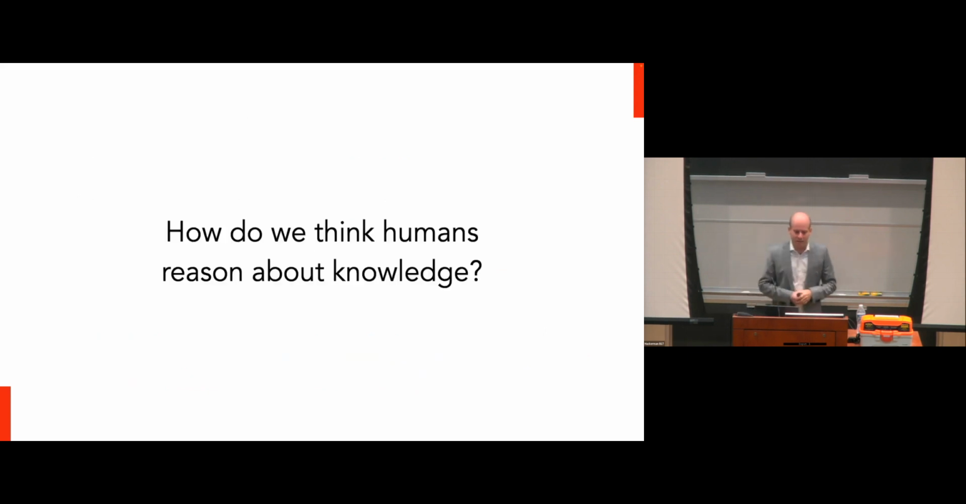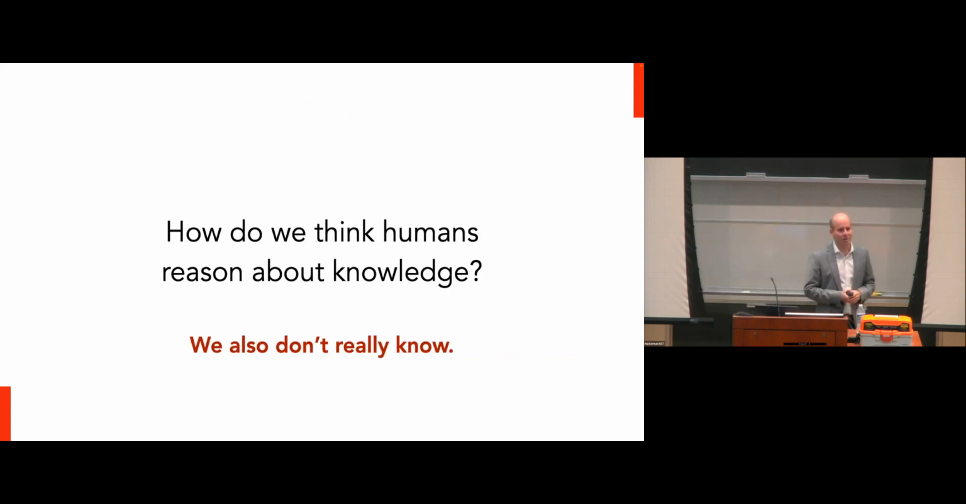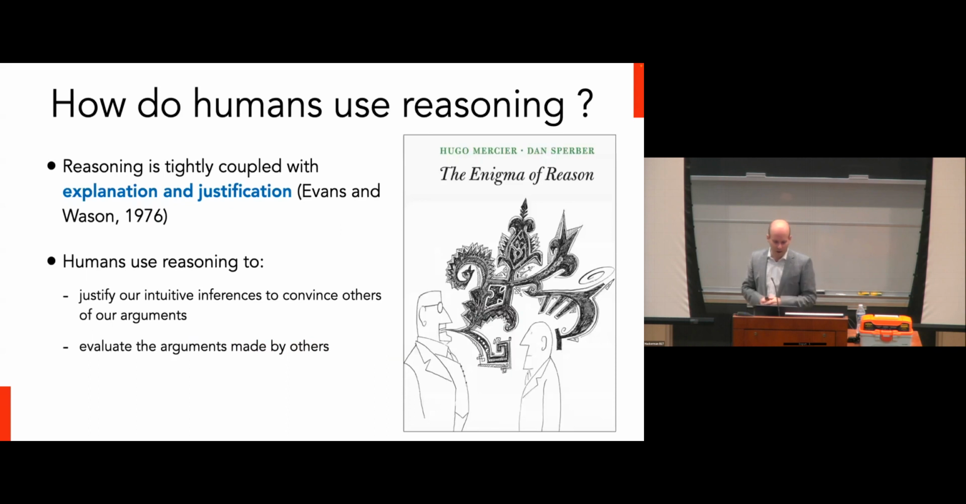And we actually see a very similar divide in how we think about human reasoning. So if I ask you how you think humans reason about knowledge, well, the sad truth here is that we also don't really know how humans reason about knowledge. There's lots of theories. I'm sure most of you know about this very recent famous one of System 1 and System 2 reasoning. That's one take on a human reasoning process. There's countless others out there.